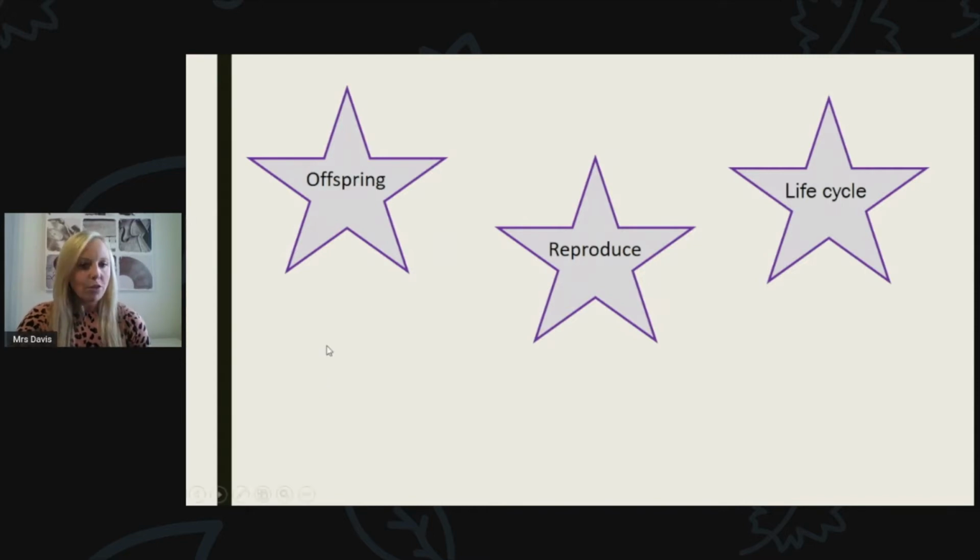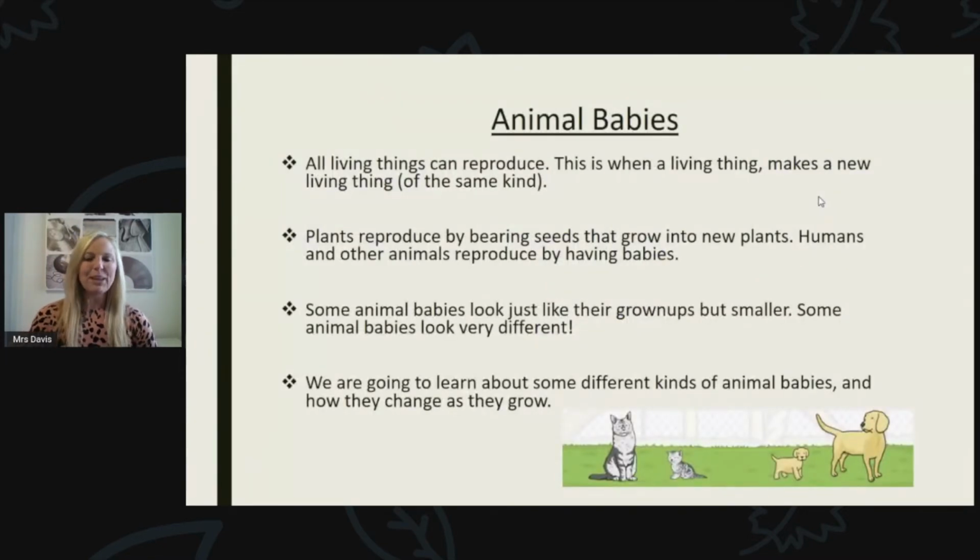So we've got the word offspring, which has already come up. We've got reproduce and we've got life cycle. They might all be new words, or they might be words that you're familiar with. We're going to look at them, but they all come up in our learning today. Okay, so let's start off. We're talking about animal babies.